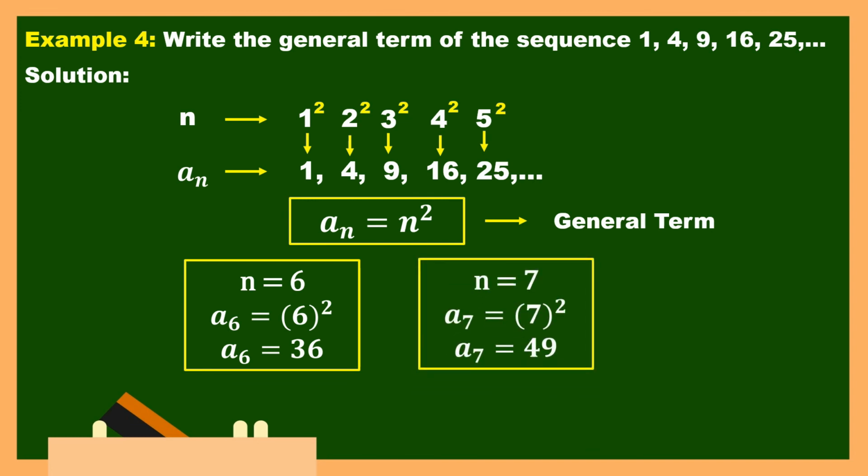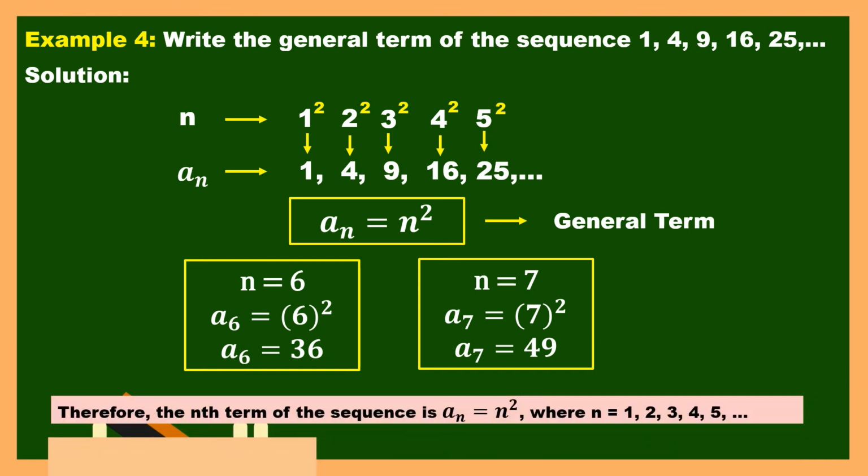And try naman natin kunin ang pang 7th term. So, kung 7th term ang hahanapin, papalitan lang natin si n ng 7. So, a sub 7 is equal to 7 squared, and 7 times 7 is equal to 49. That is the value of the 7th term. Therefore, the nth term of the sequence is a sub n equals n squared, where n equals 1, 2, 3, 4, 5, and so on.